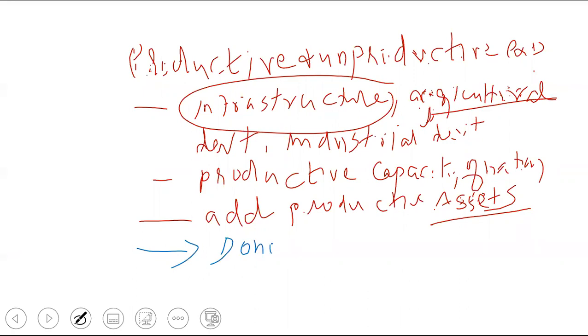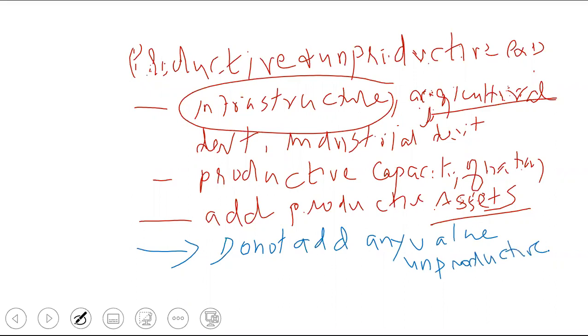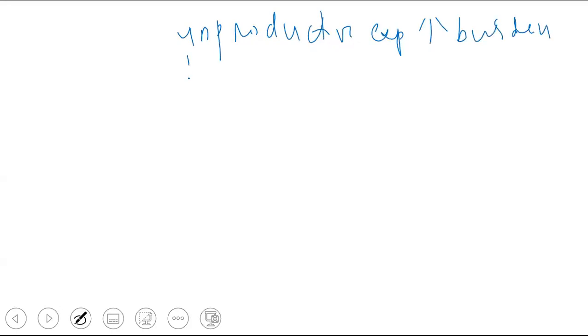Which does not add any value to the economy, that is known as unproductive. Take down the points properly. Unproductive expenditure. It will add burden to the economy. It is adding burden to the society.